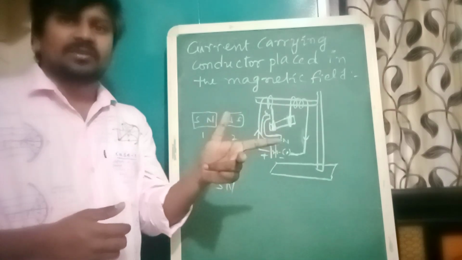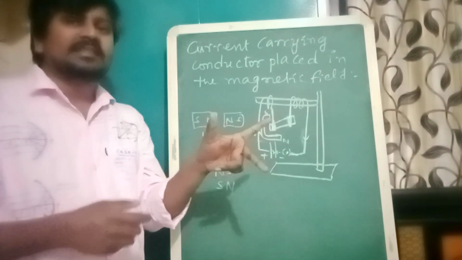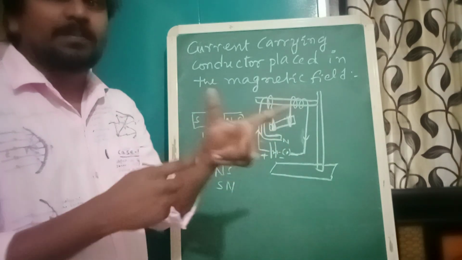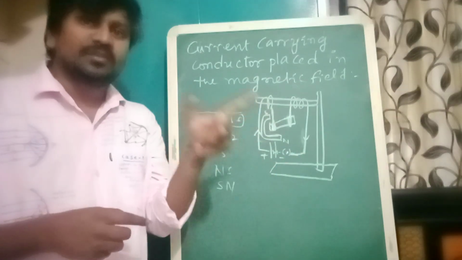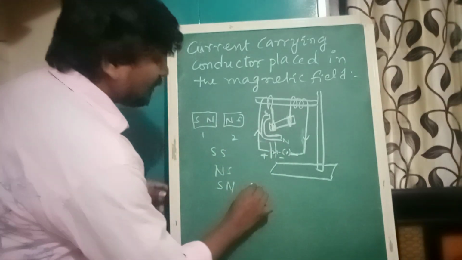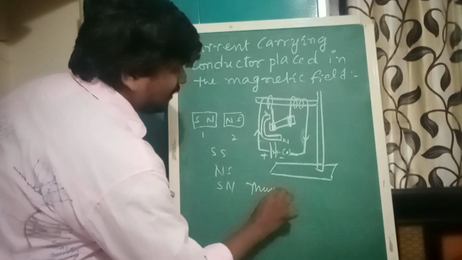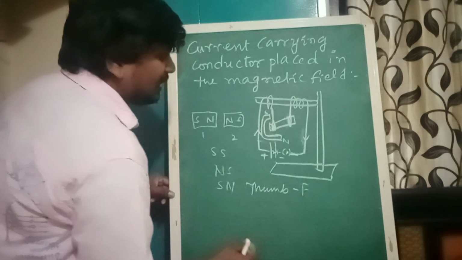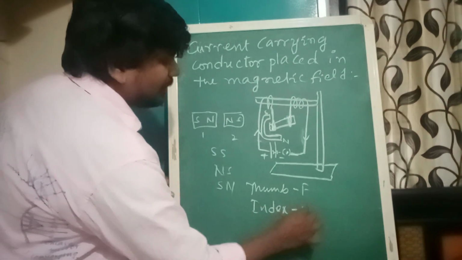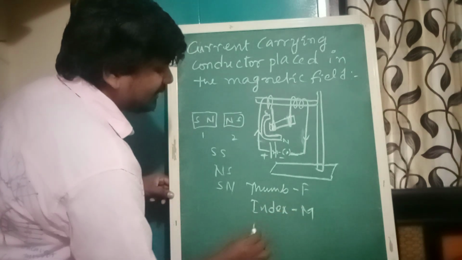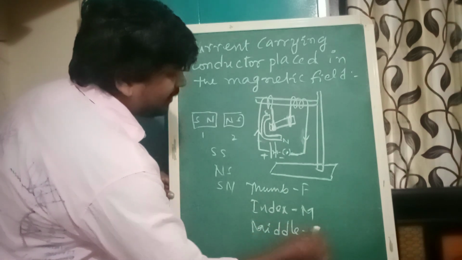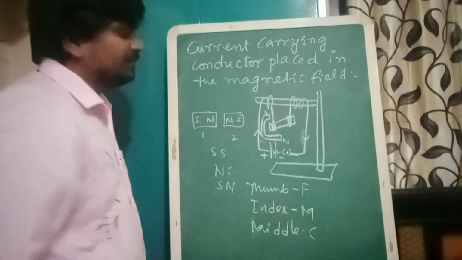So that is Fleming's rule. You can consider stretching three fingers, the thumb, index finger and middle finger, perpendicular to each other like this. If you stretch them perpendicular to each other, the thumb represents force, the index finger represents the magnetic field, and the middle finger represents the current.